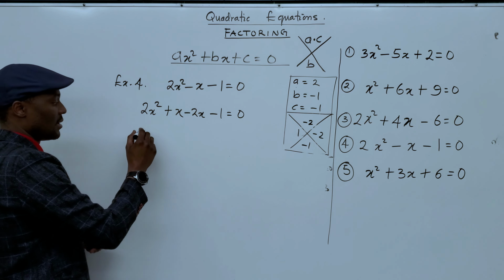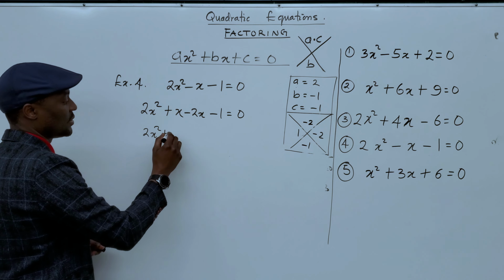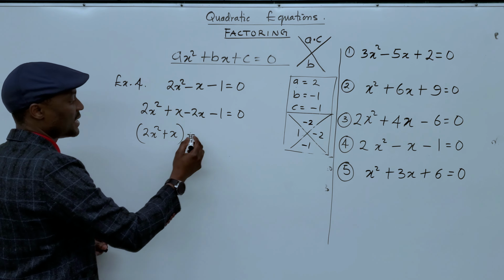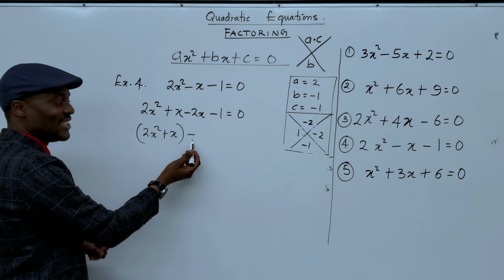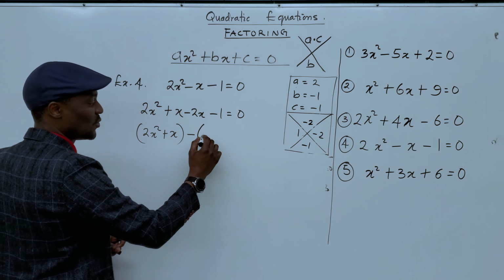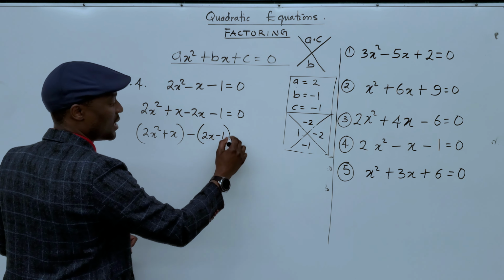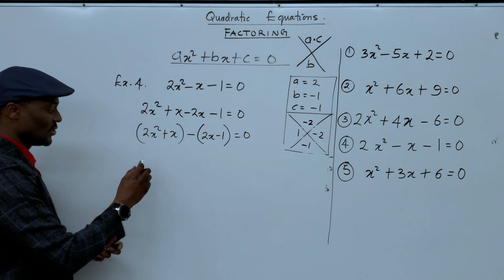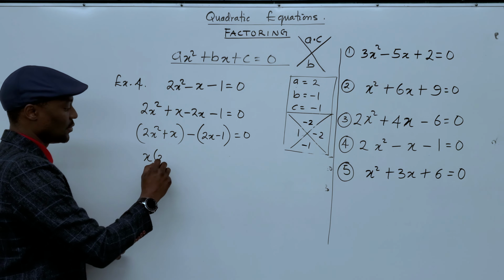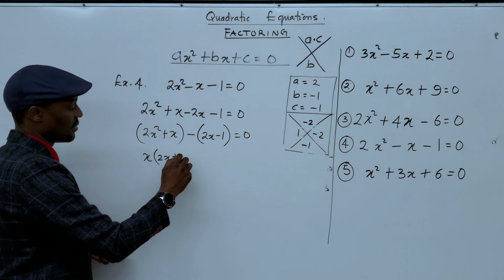So let's factor. This would be 2x squared plus x. Leave the sign, okay? Don't take the sign along with anything, just leave it in the middle. And this will be 2x minus 1 equals 0. So what's common to this? It's going to be x, just x is common. That's x into 2x plus 1.